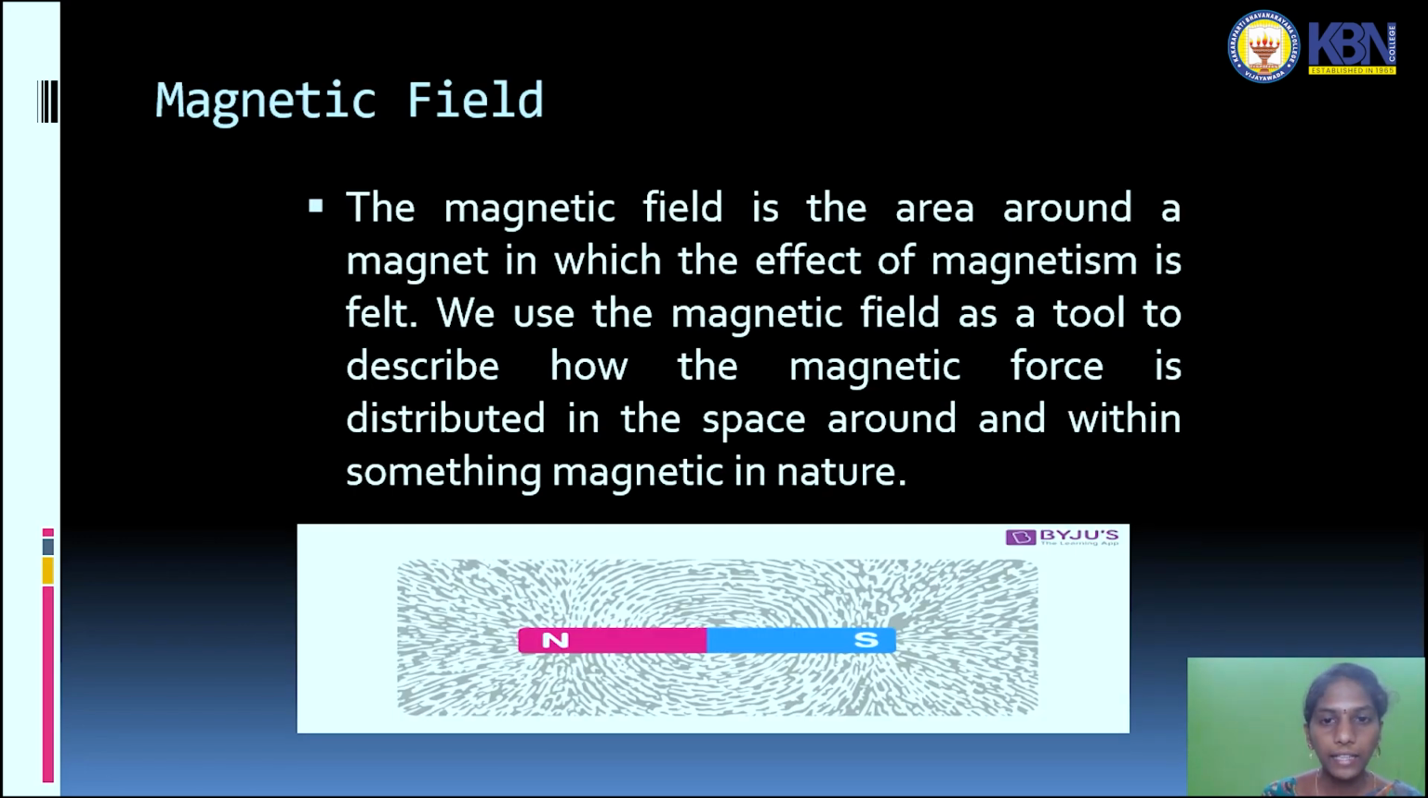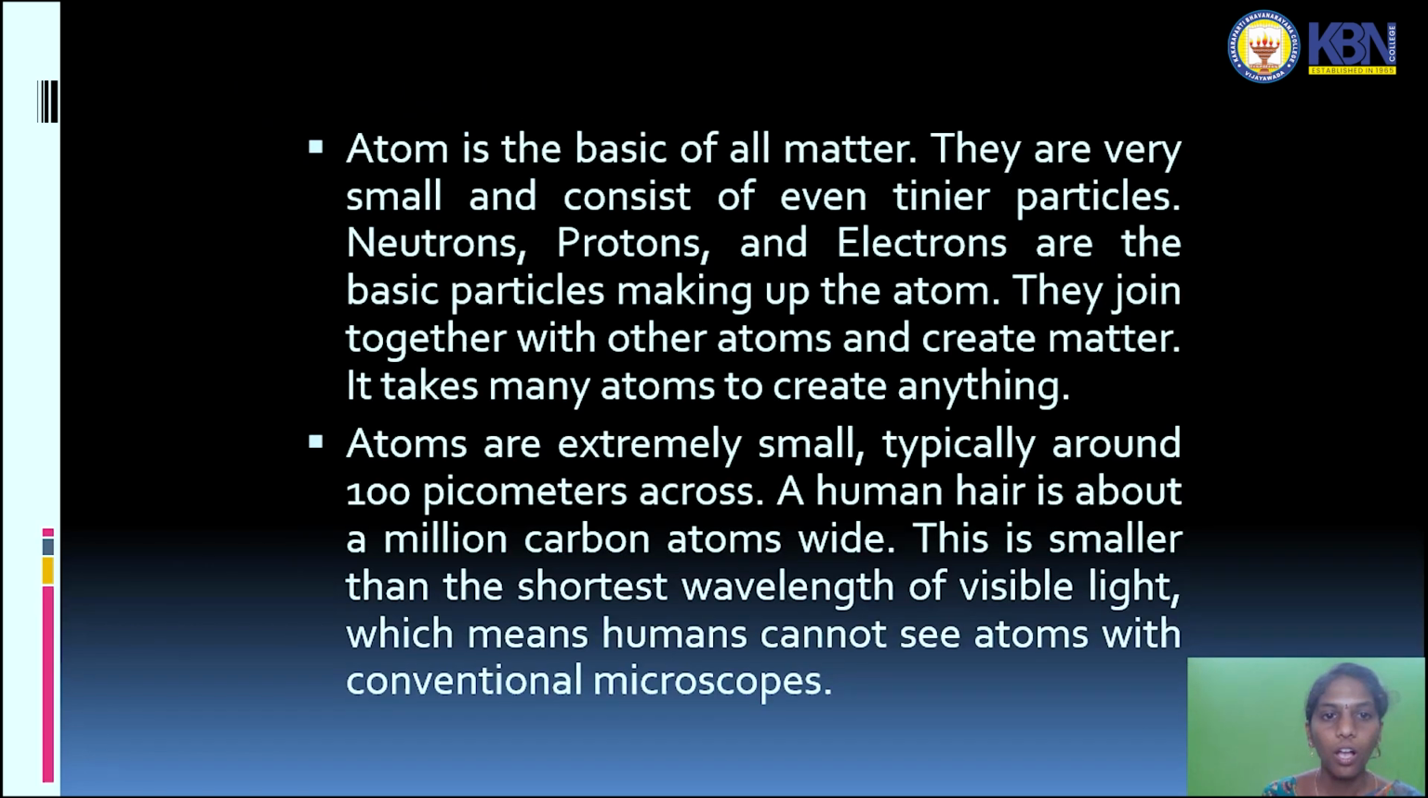Magnetic field. The magnetic field is the area around a magnet in which the effect of magnetism is felt. We use the magnetic field as a tool to describe how the magnetic force is distributed in the space around and within something magnetic in nature.